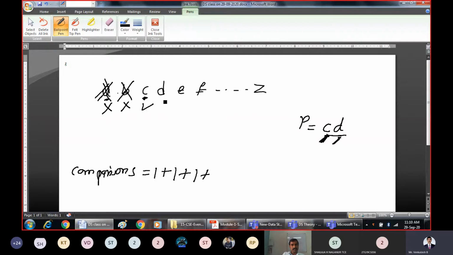What is the next character in the sequence? D. So D and D are matching. C and C are matching. That means whatever pattern we are looking for, that is CD. CD is present in the main sequence of characters, and we have made one more comparison. So after how many comparisons have we found this CD? We have found this CD in the main sequence after 4 comparisons. That is how we do the comparison when there is more than one character.